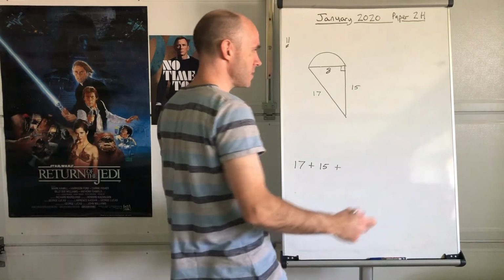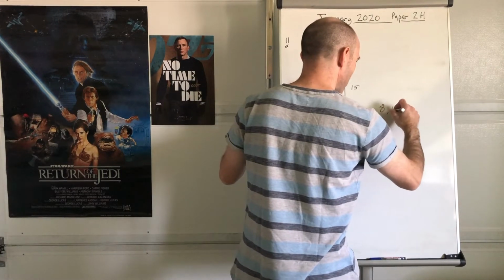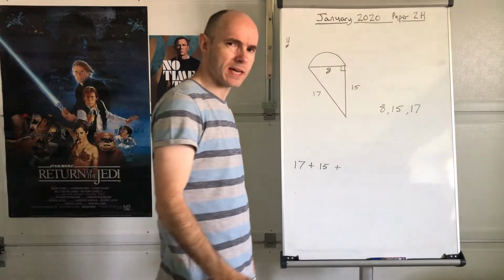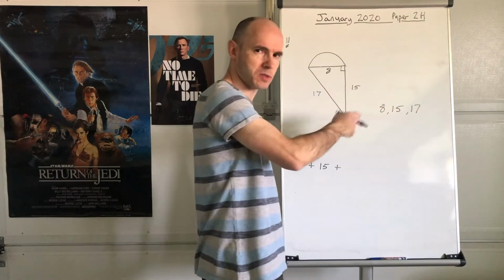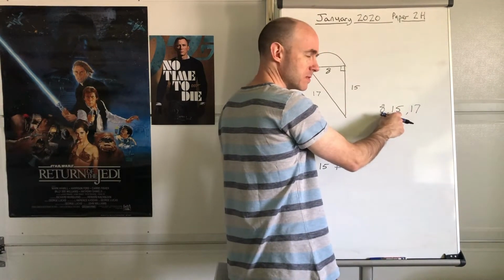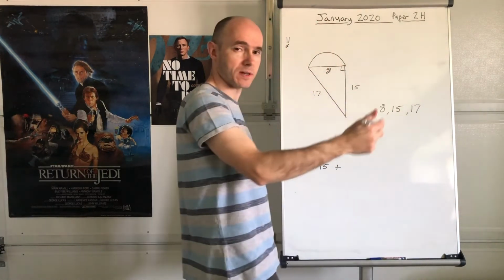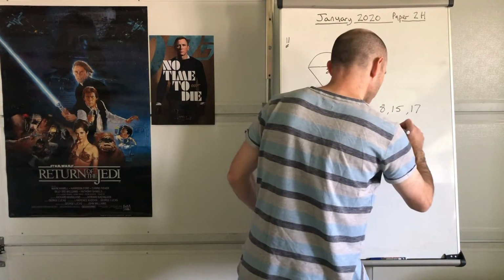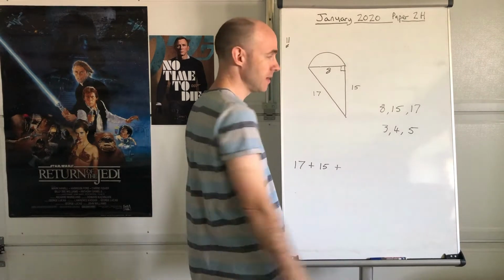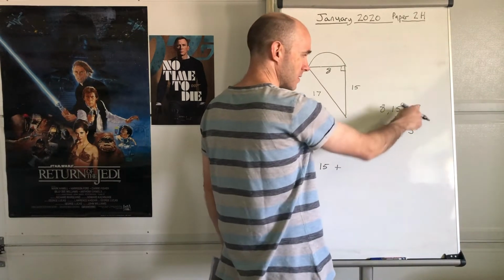But what I'm going to tell you is that this is a Pythagorean triple. Do you remember what those are? A Pythagorean triple is a set of 3 positive integers such that the first two, when you square them and add them together, give you the third one squared. Another one is 3, 4, 5. Can you see how that works? 3 squared plus 4 squared is 5 squared. And yes, 8 squared plus 15 squared is 17 squared.